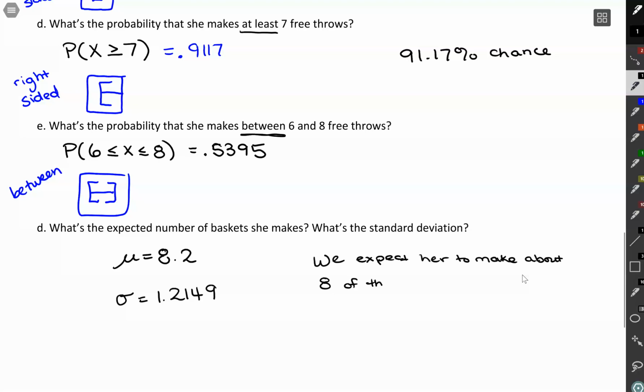Let's say of the 10 free throws. And on average, this will deviate by about 1 free throw.